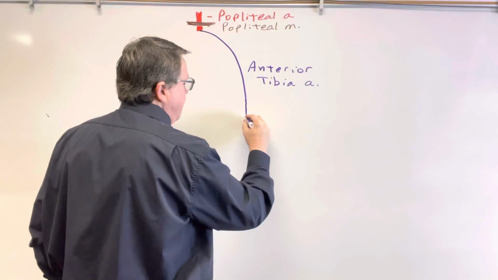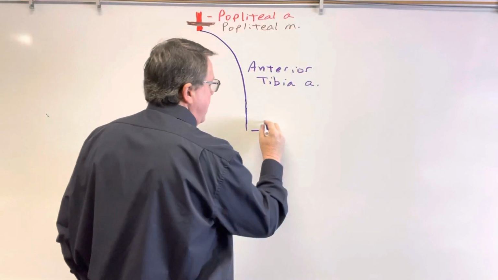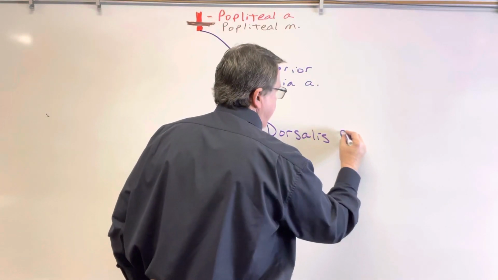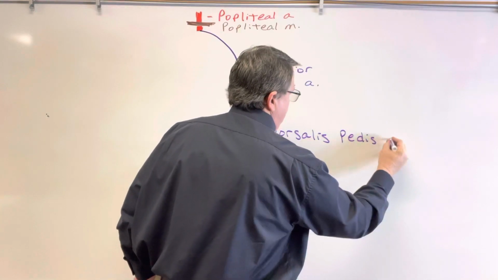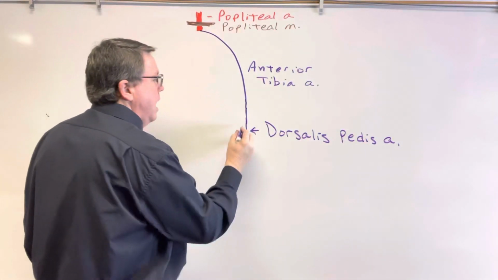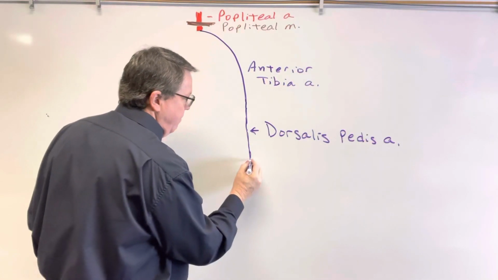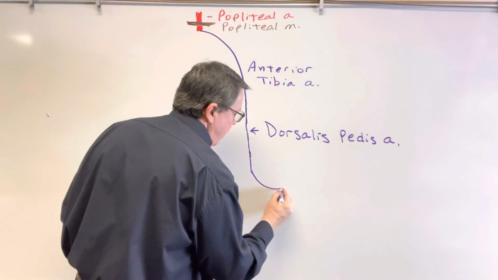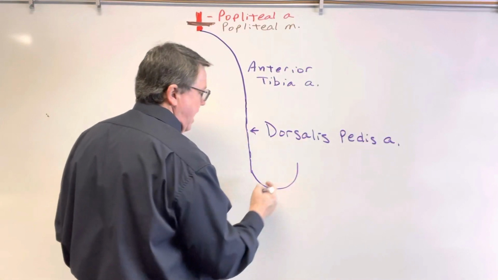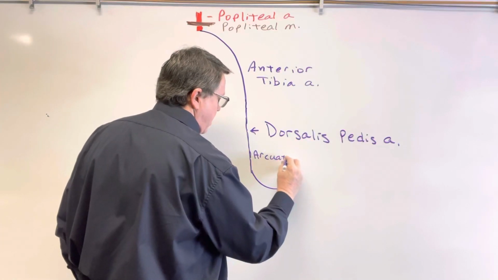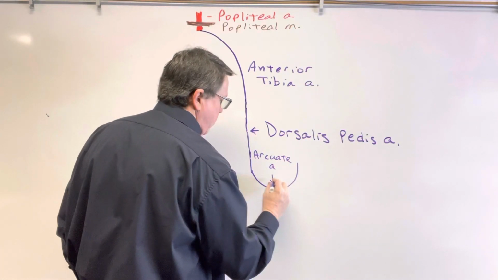And then what's going to happen is it's going to get to the ankle, and it's going to be called the dorsalis pedis artery. And then what's going to happen here is that we're on the top of the foot now. This is going to come around, and it's going to come lateral. And this right here is going to be called the arcuate artery. So there's our arcuate artery.